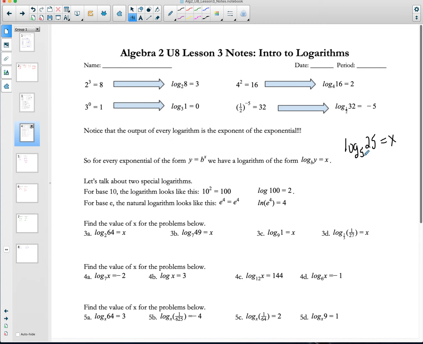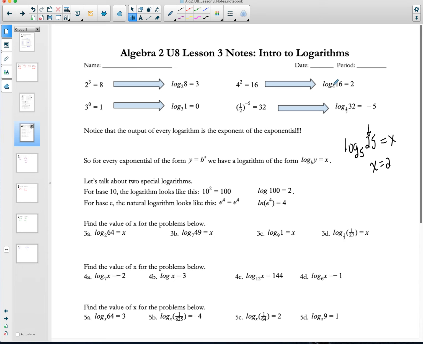Okay. So the logarithm is asking for what power of your base gives you this number right here. So this means that x would have to be 2. Just remember that the logarithm is asking for what was the original power of your exponential. Okay, now there's 2 special logarithms that we need to talk about.